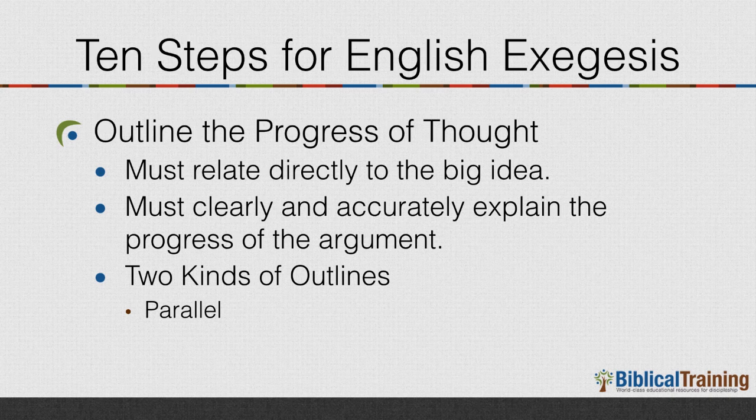So you can see the outline does two things. Each of the points relate directly to the thesis statement, and secondly, there is a clear and logical progression from beginning to end. Right? That's a parallel outline. The other kind of outline I would call a progressive outline. A progressive outline is not a list of parallel answers to the big idea, but progressively develops the flow of the argument or the progress of the story.